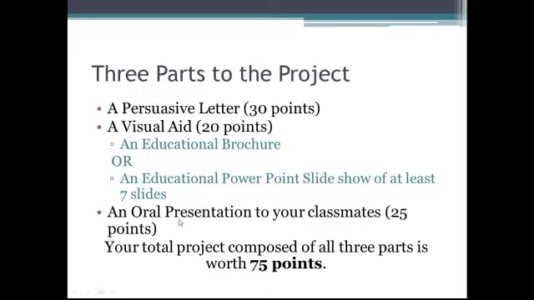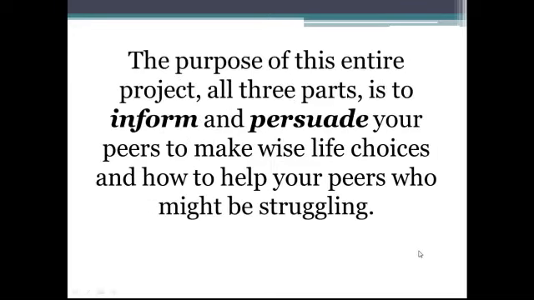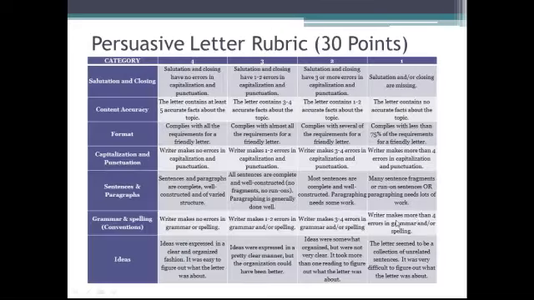Okay, all 3 parts should be persuasive in their origin. That means you're trying to persuade your classmates to think the way you think. And the 3 parts should all work together to help you do that. 75 points. Everyone must write their own persuasive letter. However, if you want to, you can choose to work with one other person to complete your visual aid and to give your presentation. The purpose of this entire project, all 3 parts, is to inform and persuade your peers to make wise life choices and how to help your peers who might be struggling in this area.